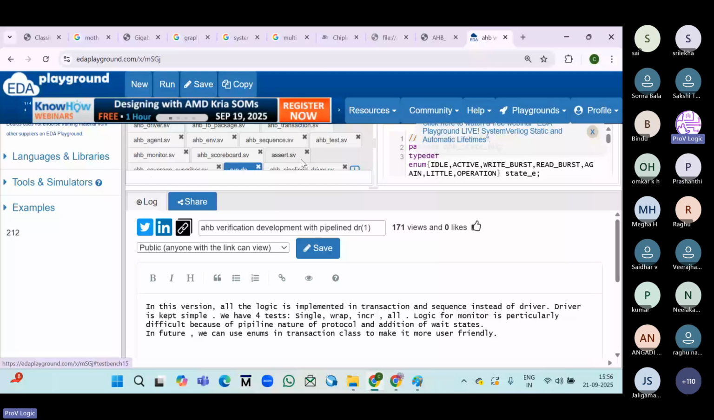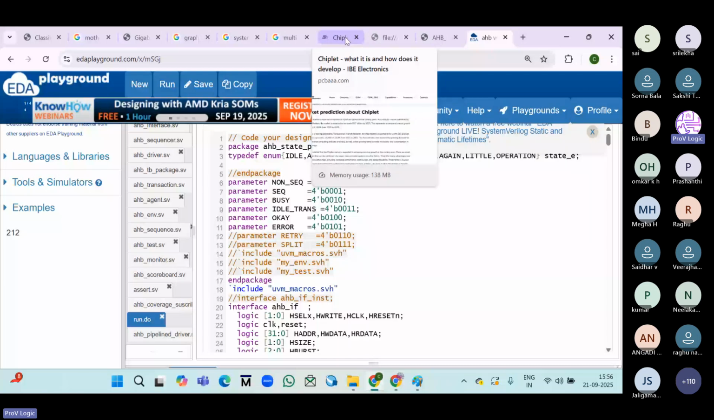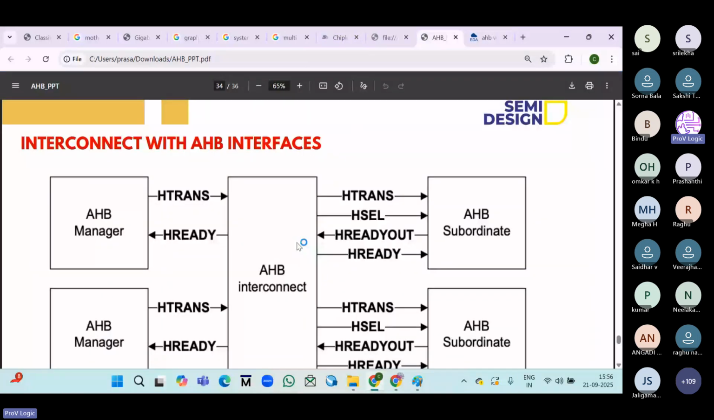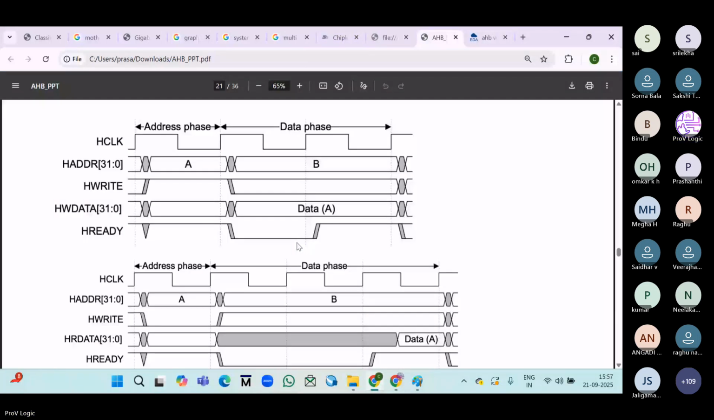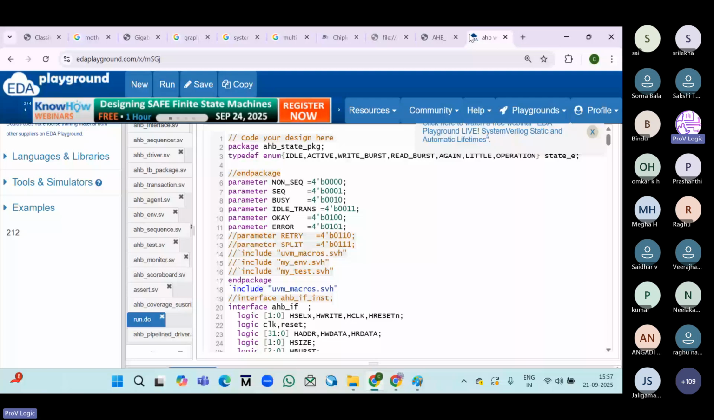So this is what I have shown you, right? Here is the PDF. Suppose it is the AHB protocol. What are the signals here? Transfers: idle, busy state, non-sequential, sequential. Like that, we will take non-sequential, sequential, busy, idle, OKAY response, and ERROR response for the AHB protocol. And we will write the interface, which is UVM here.